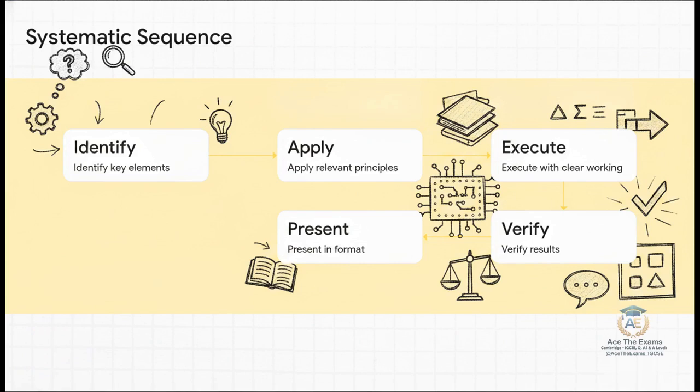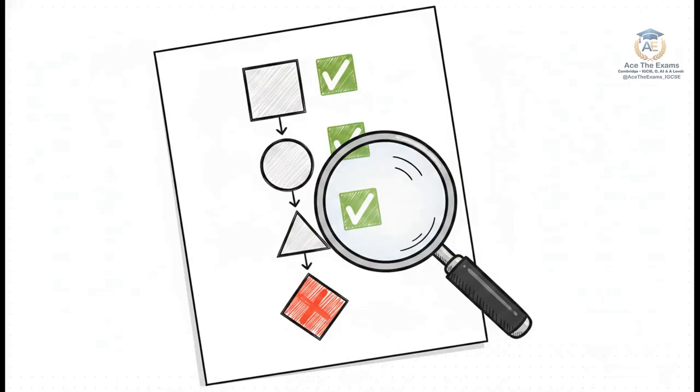Second, apply the relevant theoretical principles using that PEAL framework. Third, execute your analysis with absolute clear working. Fourth, verify your results against the edge cases. And finally, present it in the exact format requested by the command word. By forcing yourself through this transformation pipeline, you are practically guaranteeing that you pick up marks at every single stage of the evaluation process. Look at this comparison.